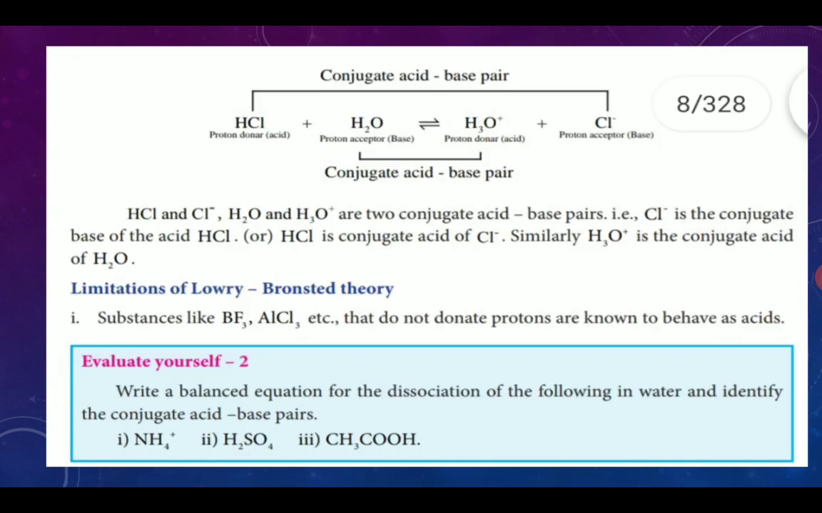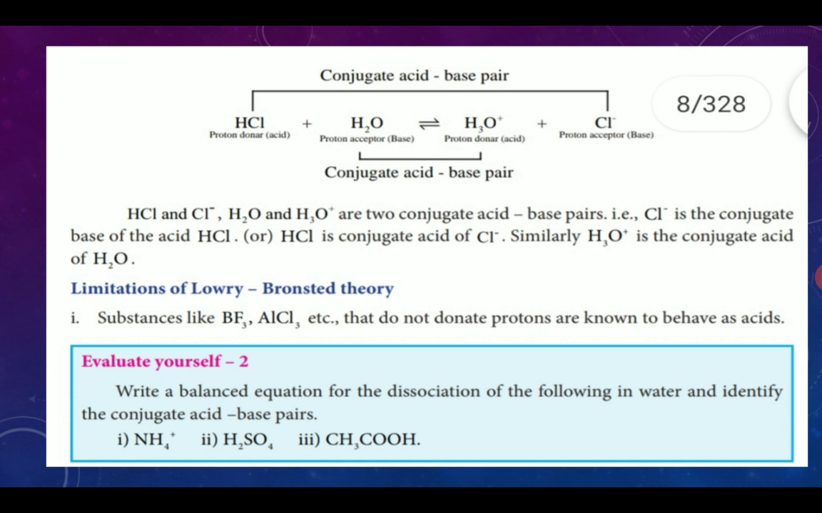See that equation: HCl plus water gives H3O plus and Cl minus. On the left hand side, HCl is the proton donor and its corresponding conjugate base is Cl minus. Similarly, H2O is a proton acceptor, a base, and its conjugate acid is H3O plus, that is the proton donor. So this is the conjugate acid base pair given by Lowry-Bronsted.